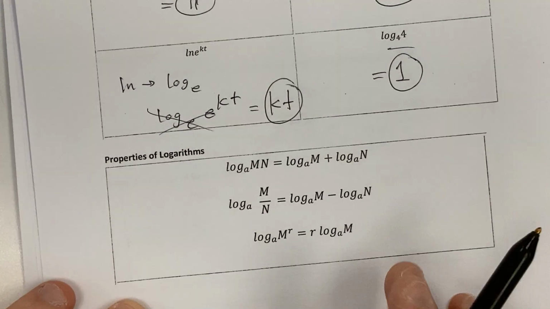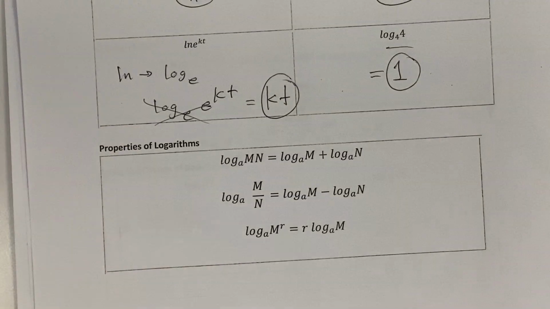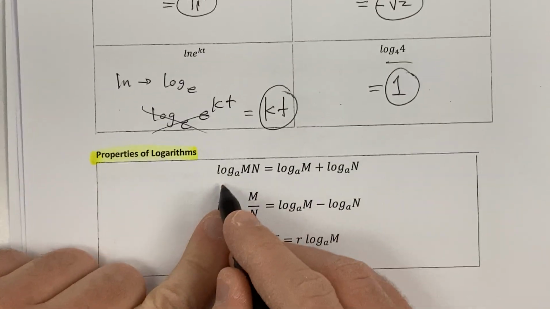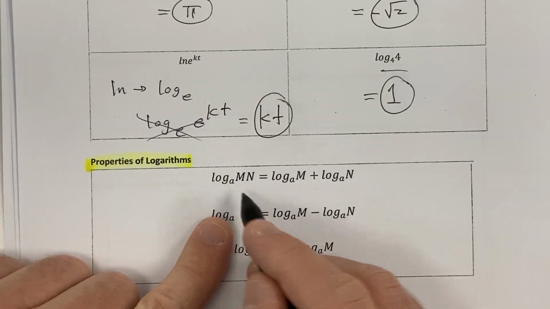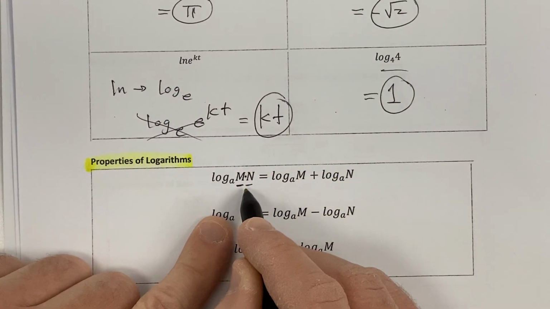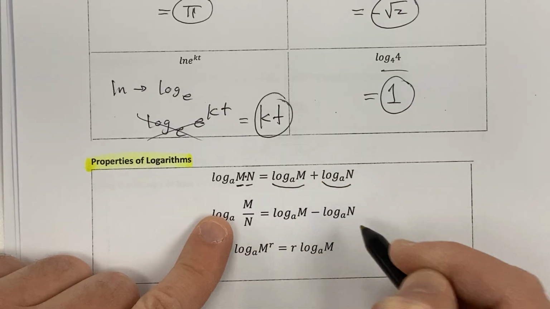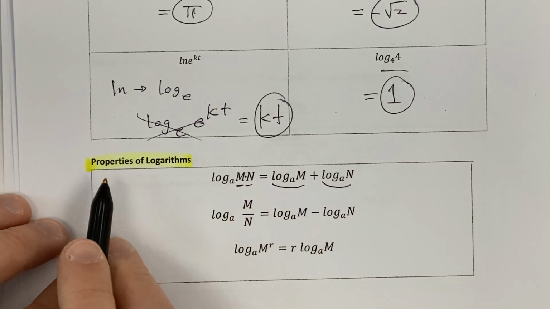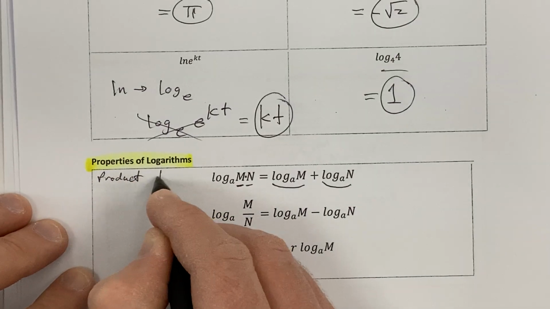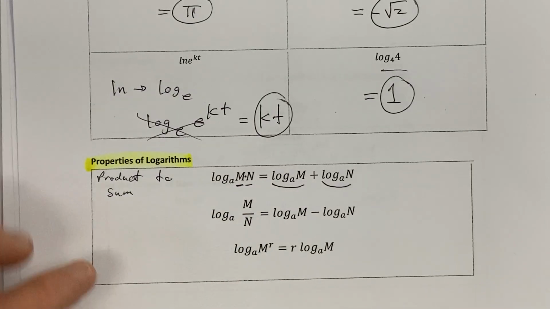Here's our real properties. When most people say properties of logarithms, they're talking about these properties. So what are they? Well, this says that if you have the log of any base and you have the product mn, what does that mean? m times n. That's equal to the log of m plus the log of n. So I'm going to write this, and this is where we're going to label. This is a product becoming a sum. So the product to sum law.